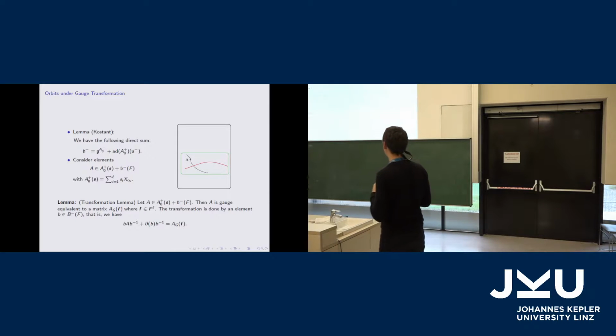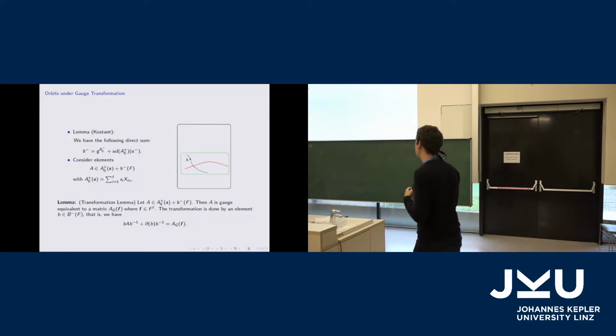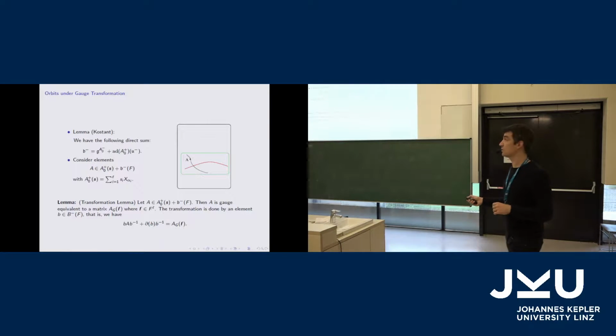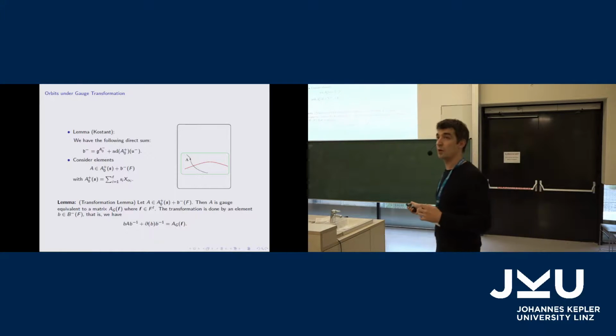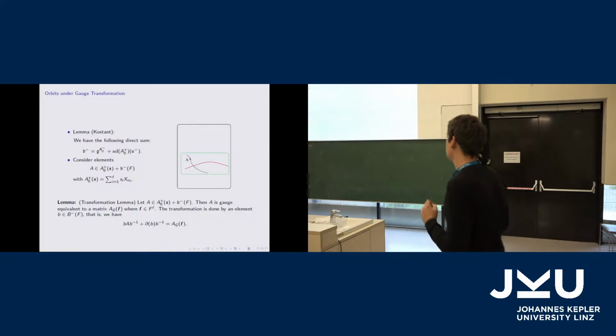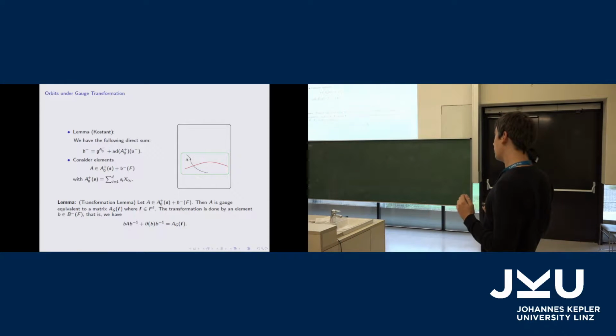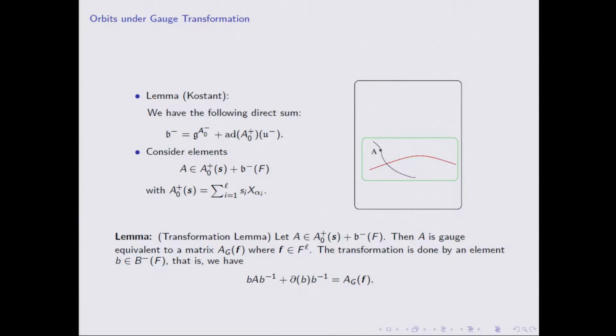And let me just say what kind of matrices these are. These are elements of this shape. We have here A0 plus for an element S, where A0 plus is the linear combination of basis vectors corresponding to the simple roots, plus elements here of the Lie algebra of the opposite Borel subgroup. All right, so as I said, here we can control this, and we have the following lemma. Every matrix here in this green box can be gauge transformed to a specialization of our matrices.